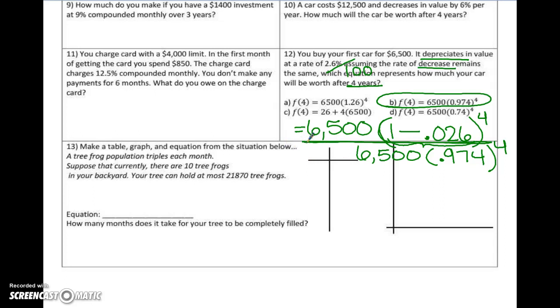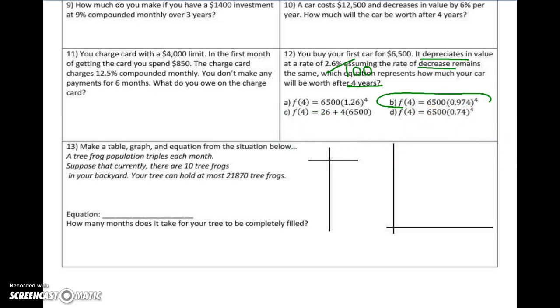Make a table, graph, and equation from the situation below. A tree frog population triples each month. Suppose that currently there are 10 tree frogs in your backyard. So your tree can hold at most 21,870 tree frogs.